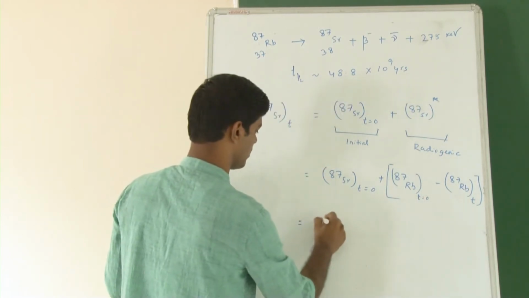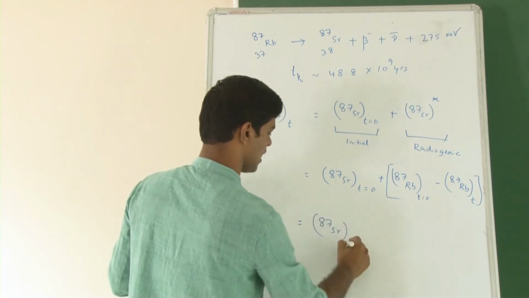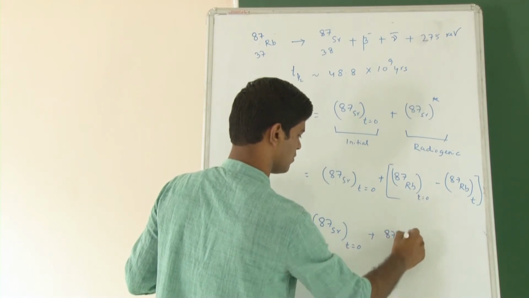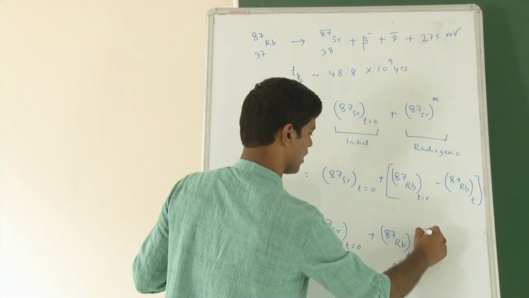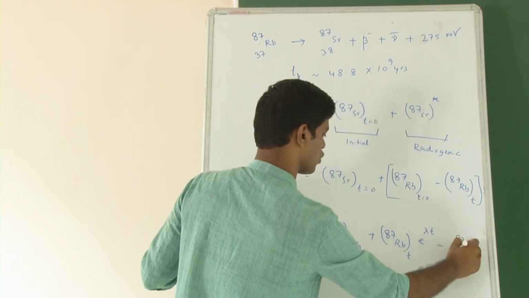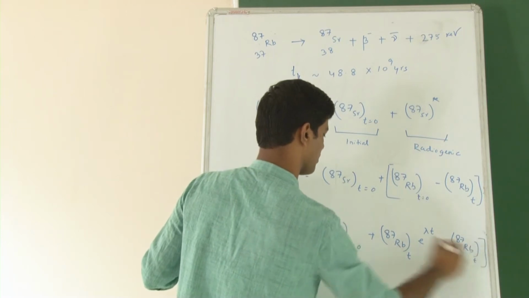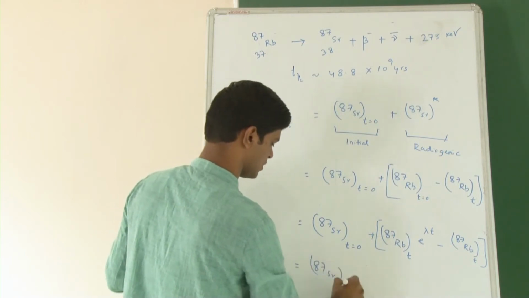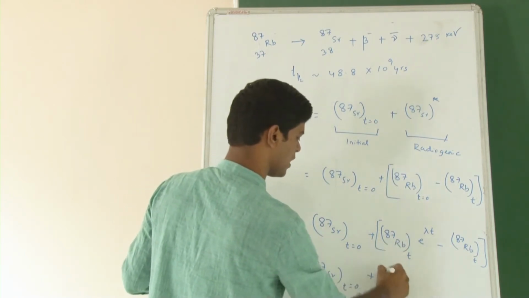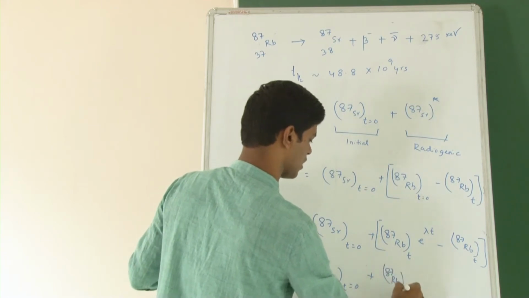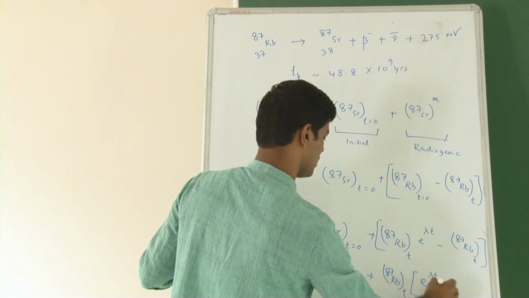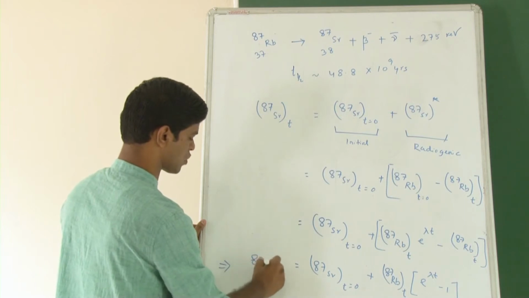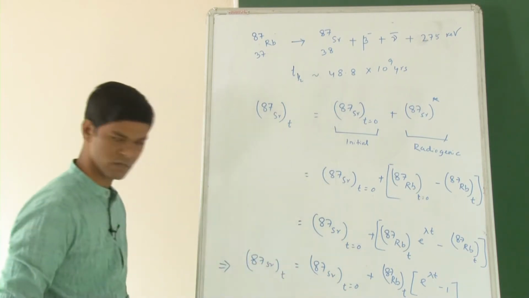So, this term will be 87 strontium at T equal to 0. This term will be 87 rubidium at T times e to the power lambda t minus 87 rubidium at T. So, this will be 87 strontium at T equal to 0 plus 87 rubidium at T, which is common here, so I will take it out. So, this will be e to the power lambda t minus 1. So, this is the expression for 87 strontium at T, right.